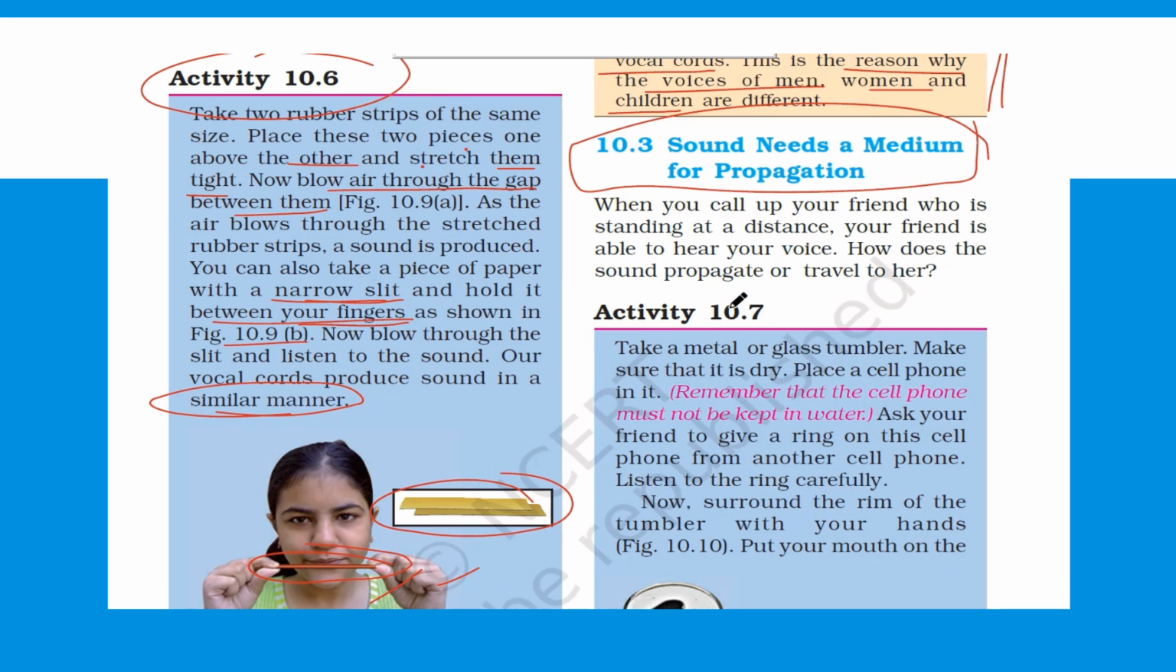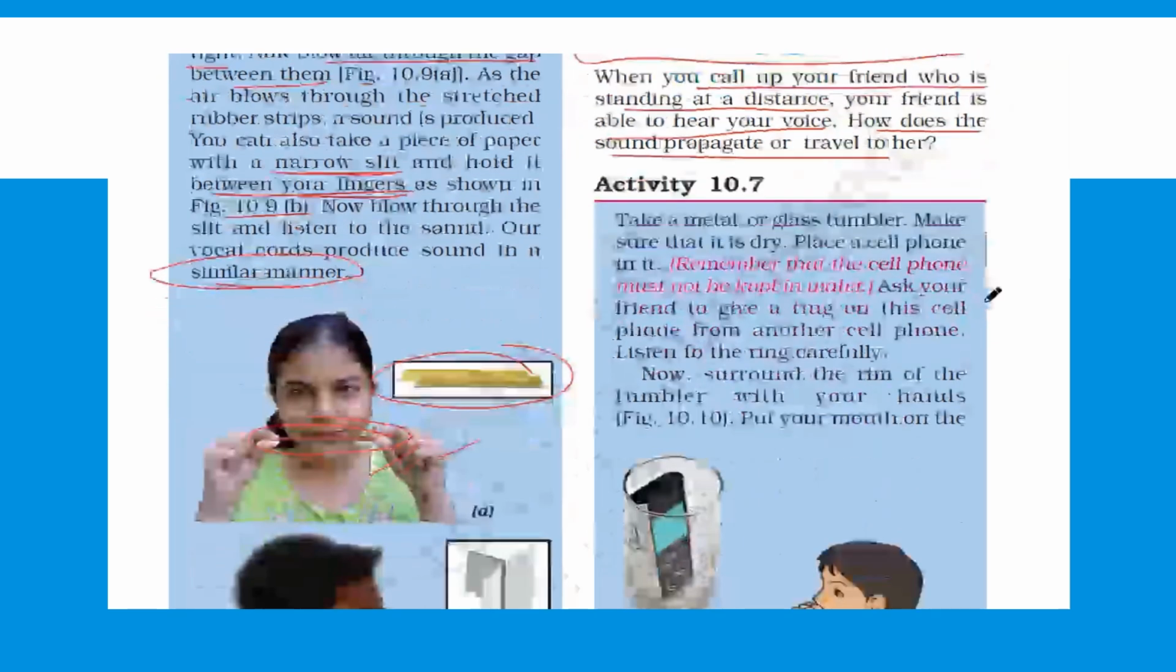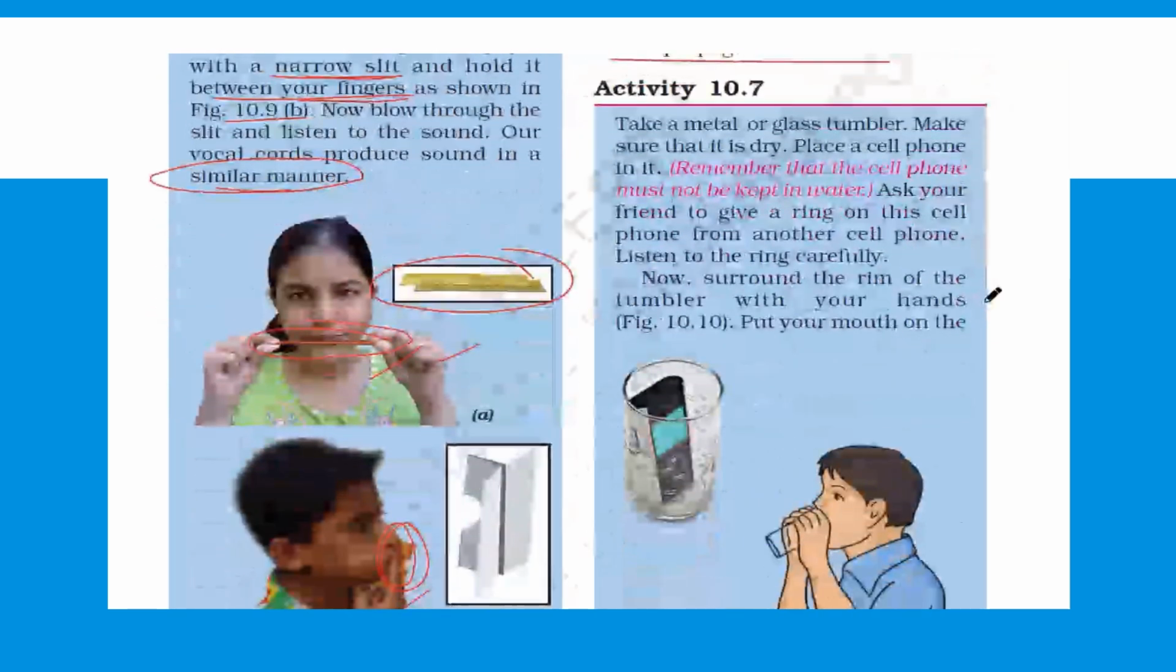So how can we prove that? When you call up your friend who is standing at a distance, your friend is able to hear you. So how is the sound traveling? The air is acting as a medium here. You are shouting loudly, calling your friend. So what is the medium of traveling? It is air. So let us see this activity here.